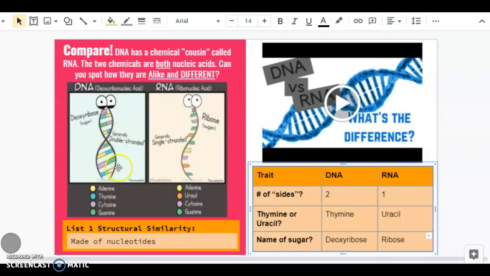DNA has 2 sides. It's double-stranded. RNA has just one. It is single-stranded. DNA uses thymine as one of its 4 bases, but RNA replaces the thymine with uracil. And the reason for that is its sugar. DNA's nucleotides use the sugar deoxyribose, giving it its name, deoxyribonucleic acid, but RNA uses as its sugar ribose, giving it its name, ribonucleic acid.